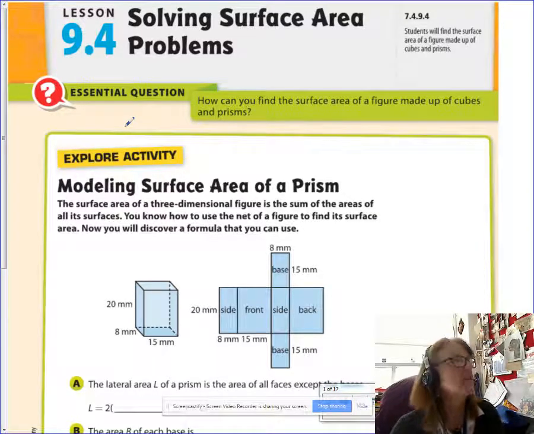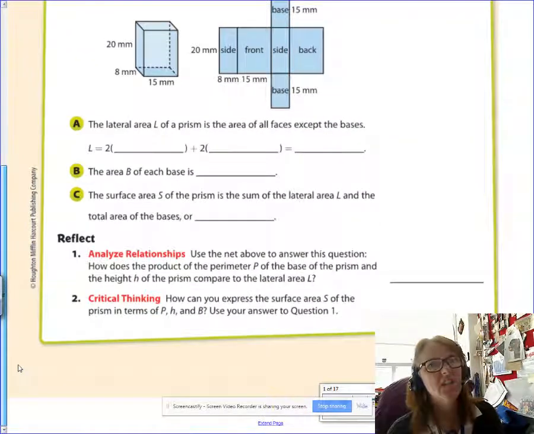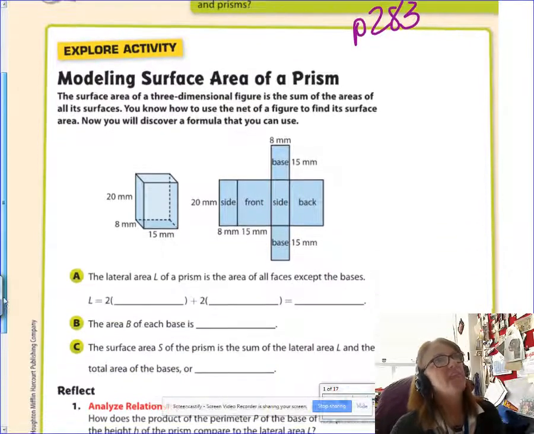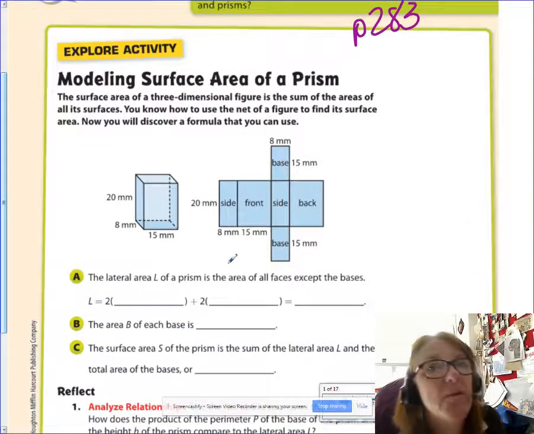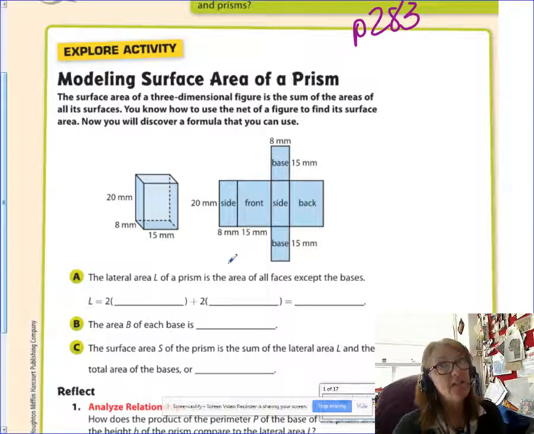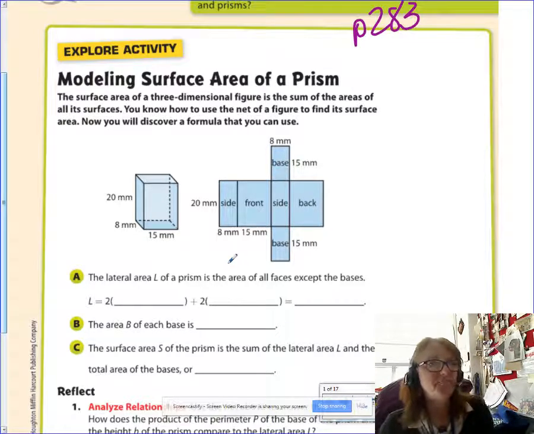All right, so I need you in your textbook, go ahead and open up to this first page of Module 9, Section 4, page 283. So here's a three-dimensional figure, but we're just going to go around the outside. So really, since I'm just doing the area of each of the sides, we could lay this flat.